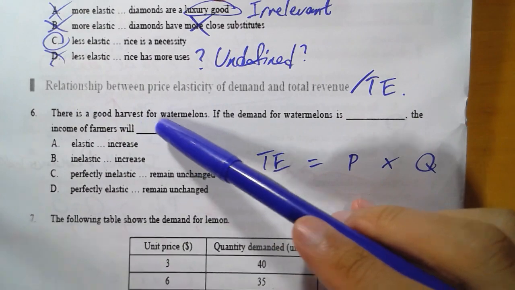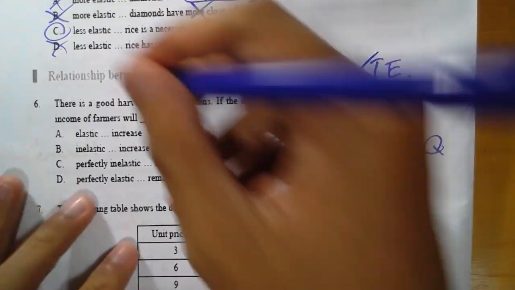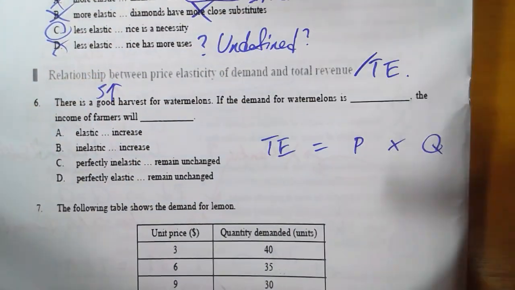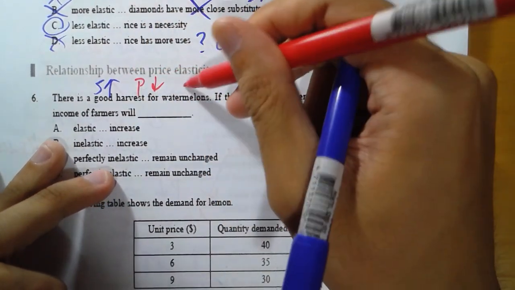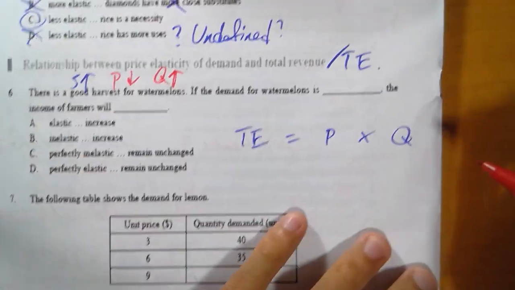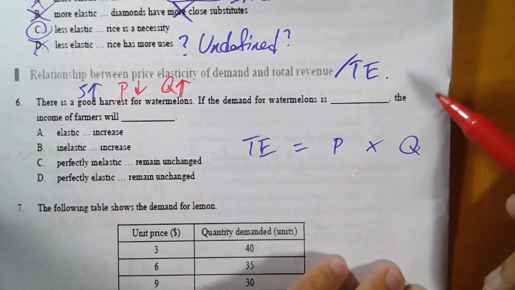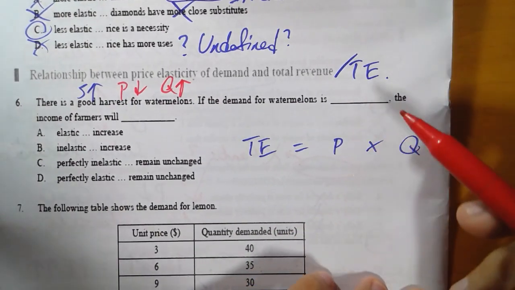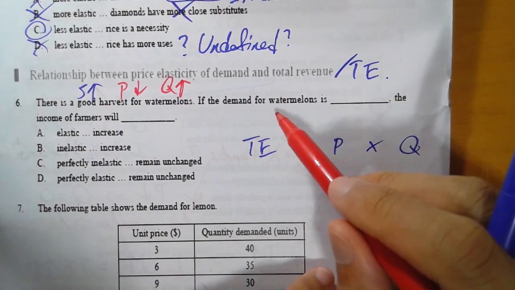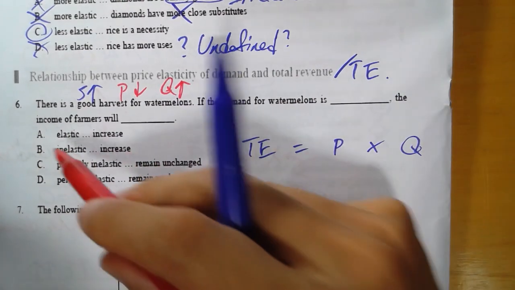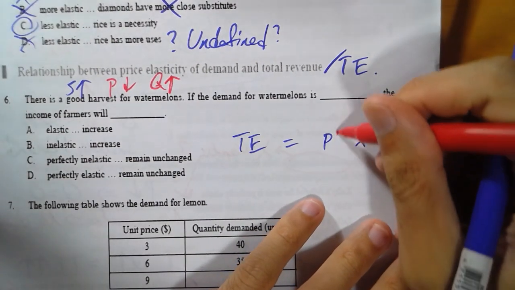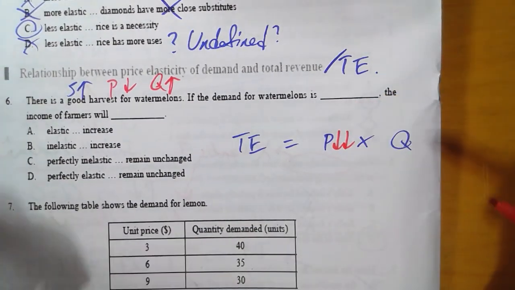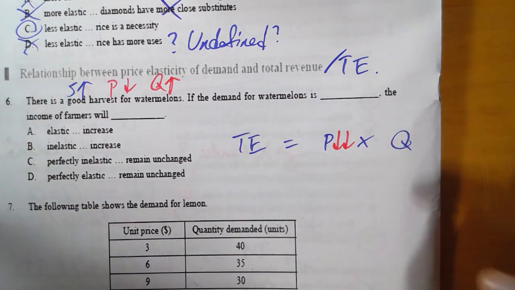There is a good harvest for watermelon. Good harvest means supply increases. So when supply increases, price decreases, Q increases. If the demand for watermelon is elastic, then increase. Now let's try it. We know price would definitely decrease, so we draw two arrows here.